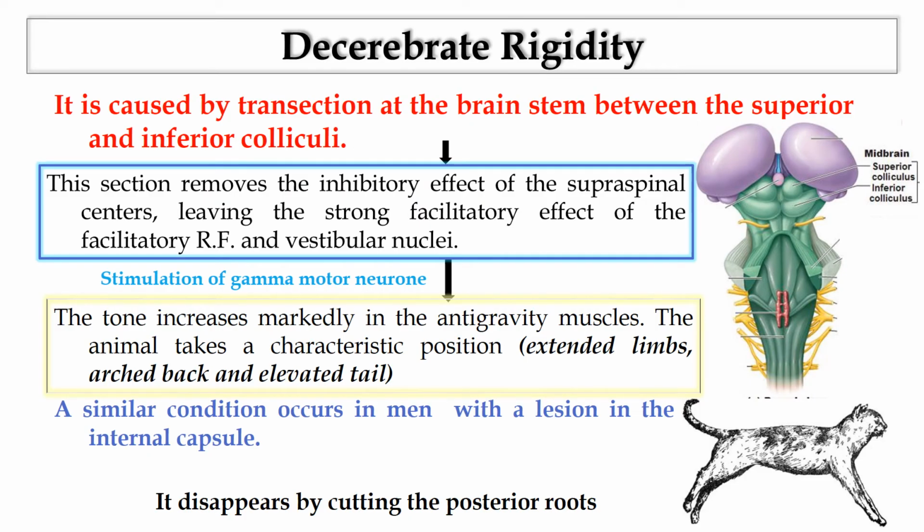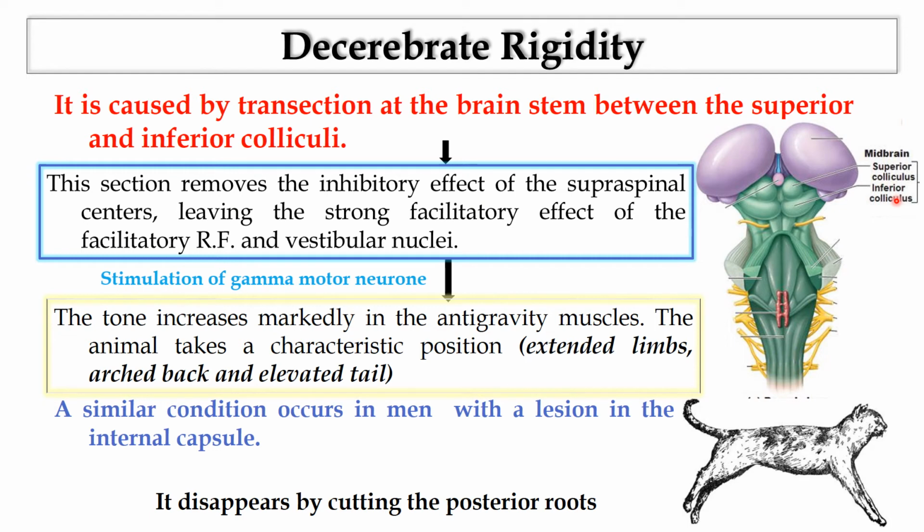Let's do an experiment. They brought an experimental animal, let's say a cat, and then they caused transection or cutting in the brainstem between the midbrain and pons, between the superior and inferior colliculi. So all areas above the pons are now separated from the spinal cord. We transect horizontally the midbrain from the pons of the brainstem.